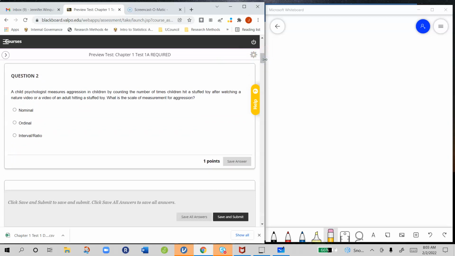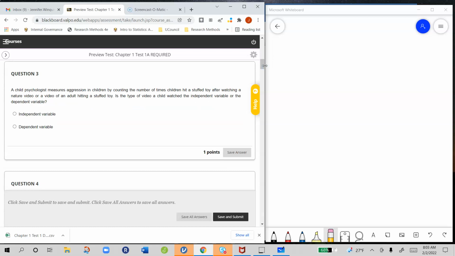Question 2, we're looking at the same variable. Now we're looking at whether the scale of measurement is nominal, ordinal, or interval ratio. Since we're looking at the number of times children hit a toy, this is interval ratio data. We have categories, the categories are in order, and the distances between the different categories are all equivalent. The distance between a 1 and a 2 is the same as the distance between a 3 and a 4. That makes it an interval ratio scale of measurement.